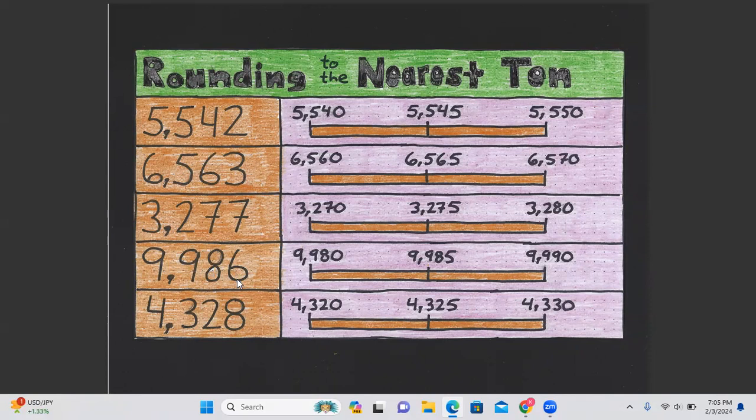9,986. And we notice that 6 is greater than 5. And so we know from our experience that 9,986 will round to 9,990. And finally, for our final problem that we're going to work on, we have 4,328. 8 is greater than 5, and so we know that 4,328 rounds to 4,330. And there you have it right there.